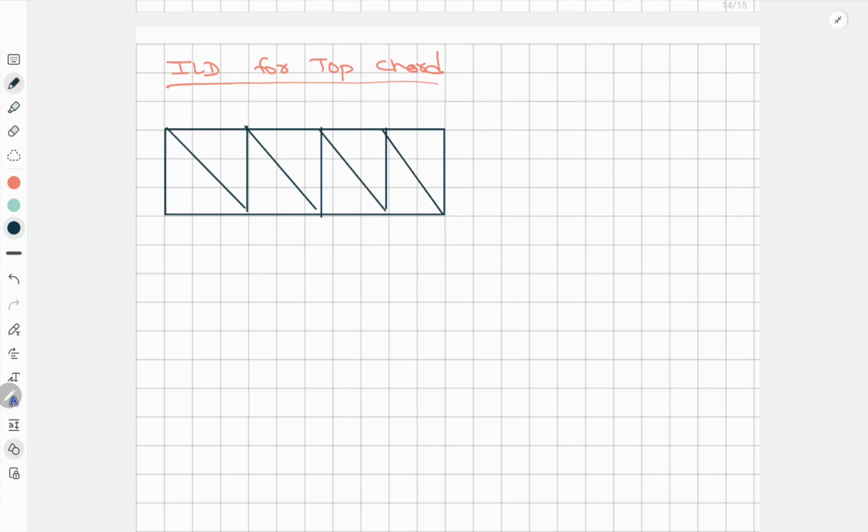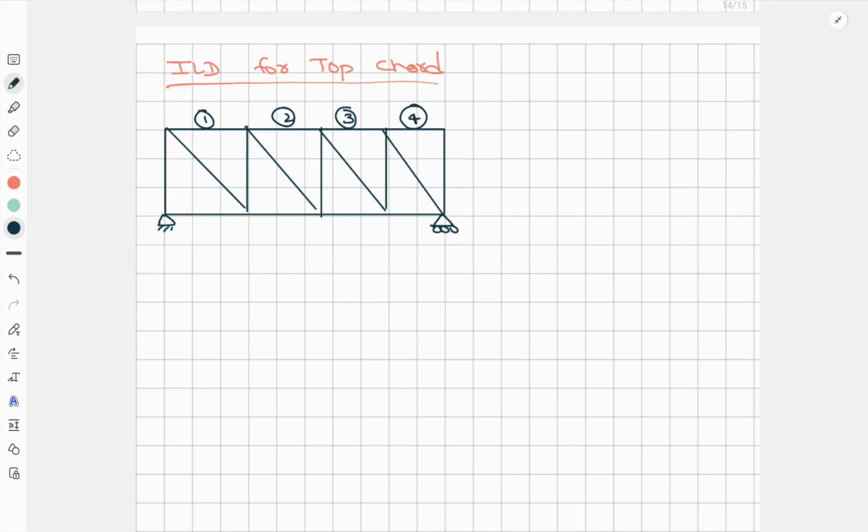Now this is a hinge support and the other one is a roller. Now we have to find the ILD for a top chord. Here this is one member, this is the second member, this is the third member, and this is the fourth member. So we have four members in the top chord.